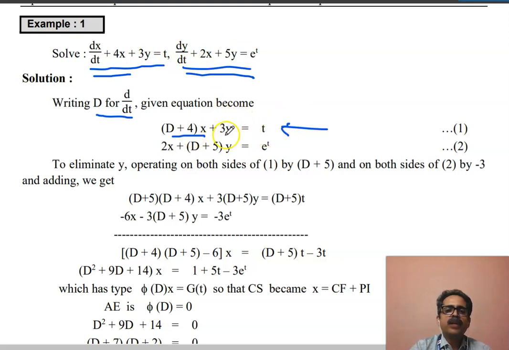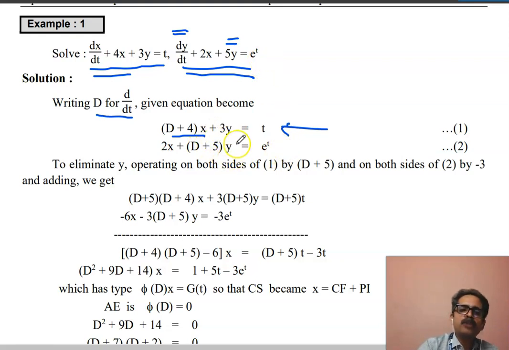The terms which contain no x no y should be taken to the right hand side. Here only one term contains x, that is the 2x, right first. Then we have two terms containing y. This is the first term containing y, last term containing y. First term contributes dy, last term contributes plus 5y. So between them y is common. Ultimately we find here D plus 5 acting on y and the right hand side e raised to t.